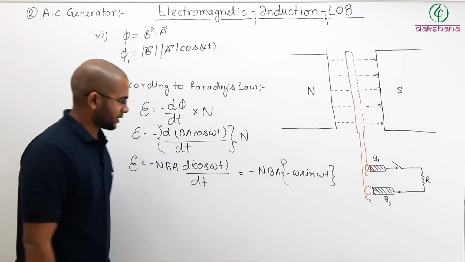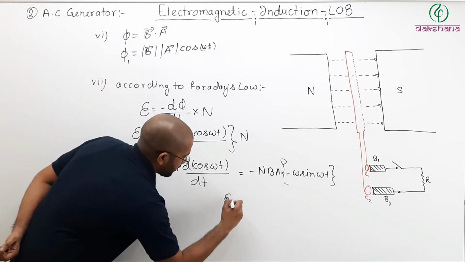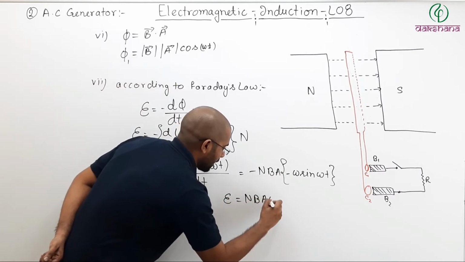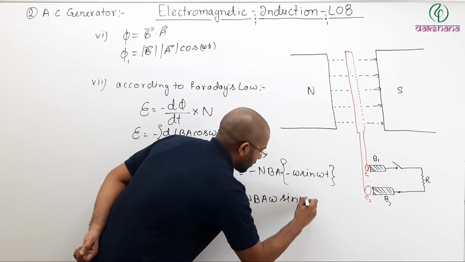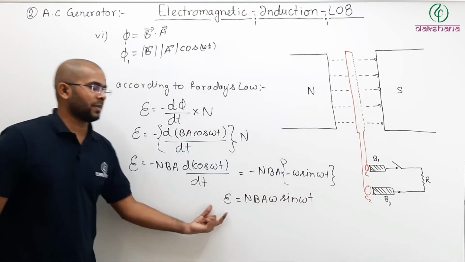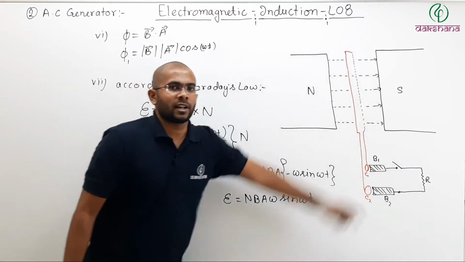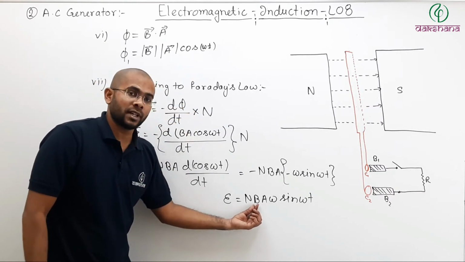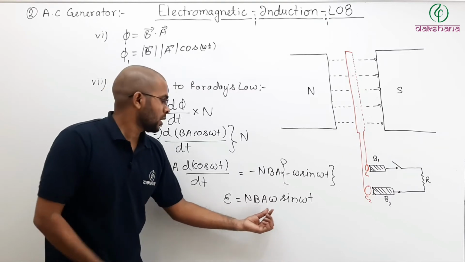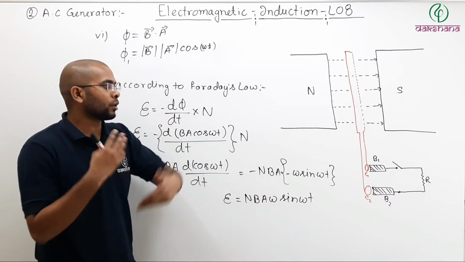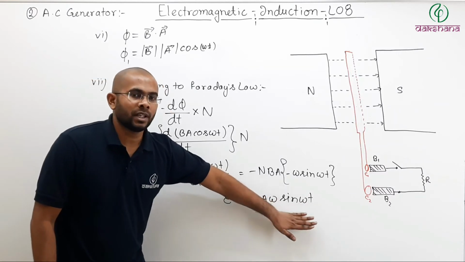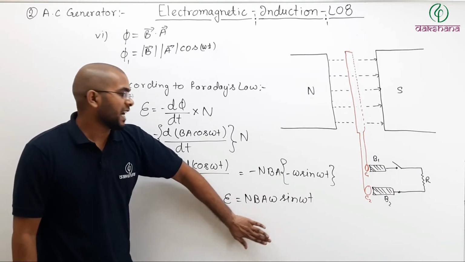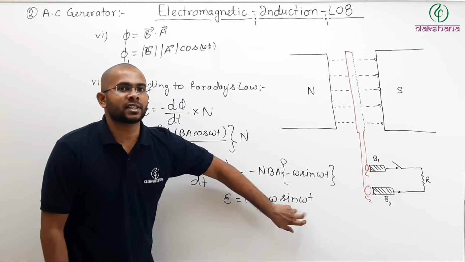If I simplify this a little bit, I get EMF equals minus minus cancel, NBA omega sine omega t. That will be your EMF generated in a generator. Here capital N is the number of turns in your coil, B is the magnetic field, A is the area of your coil, omega is the angular velocity with which your coil is rotating, and t is the time. So here you can see your EMF is variable. It is not a constant value, and it varies as a function of sine omega t.